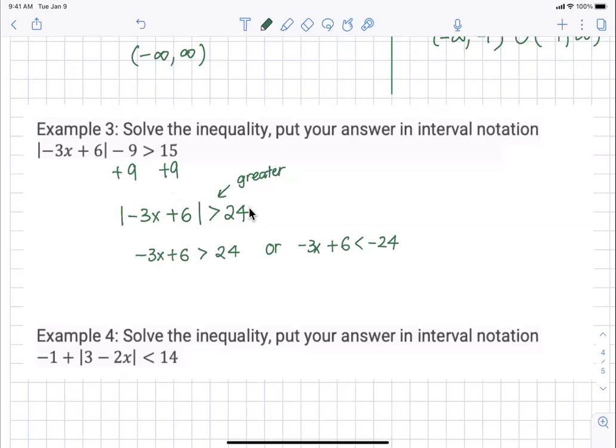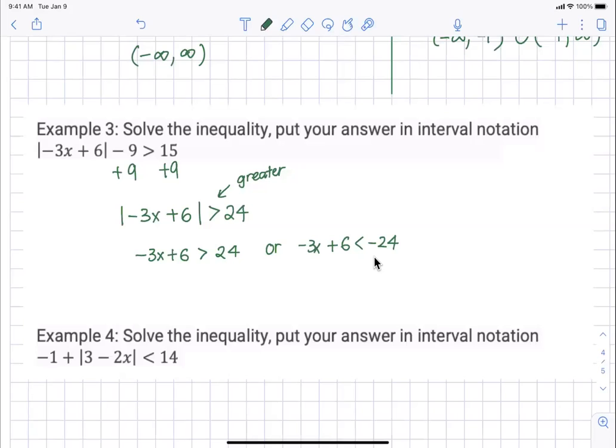The first one is going to be exactly the same inequality. The second one, because you apply the negative, you switch the sign. Make sure the sign on the second one is switched, because that's a negative 24.